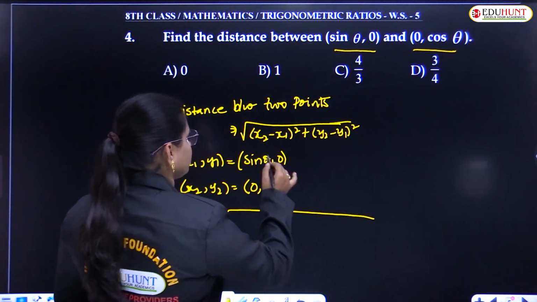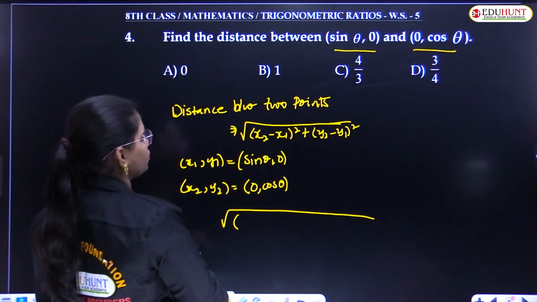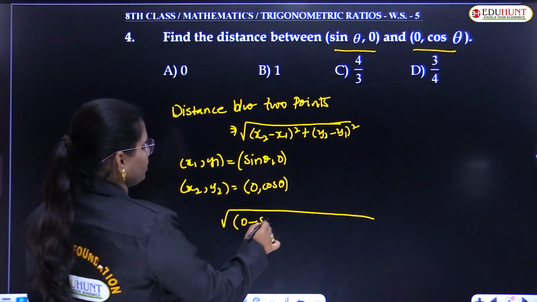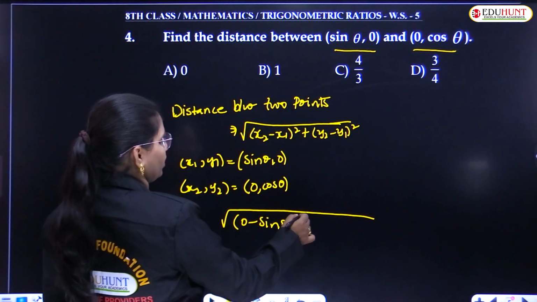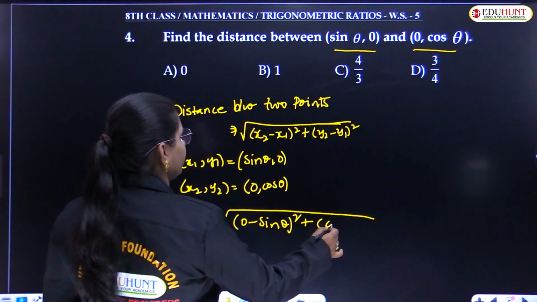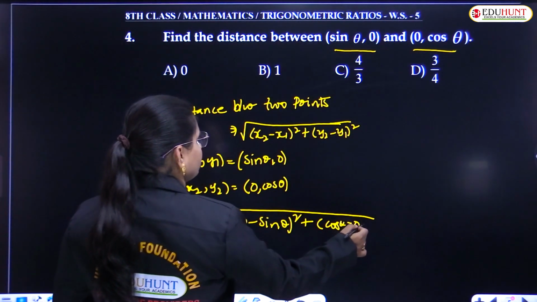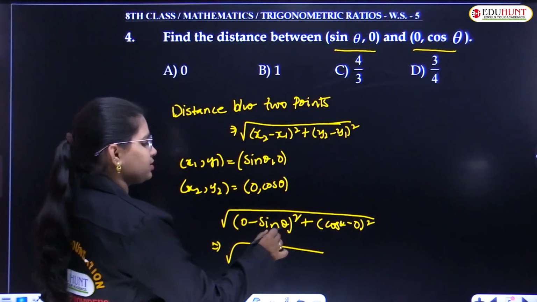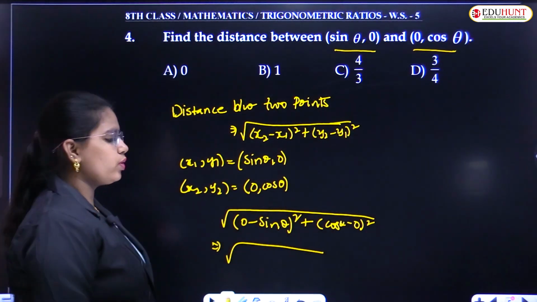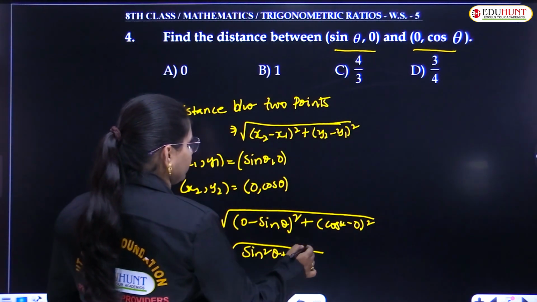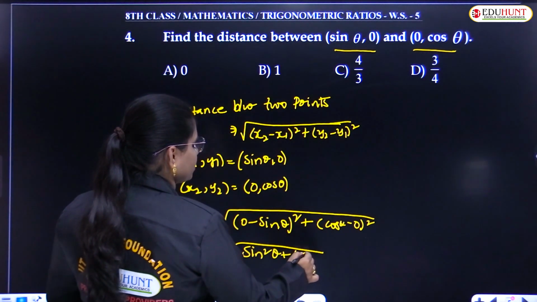So what is the distance formula? Root over (x2 minus x1) whole square plus (y2 minus y1) whole square. So what is x2? 0 minus sin theta whole square, plus what is y2 minus y1? Cos theta minus 0 whole square. So what you will be having? 0 minus sin theta whole square is sin square theta. Correct? It will become sin square theta, and this will become cos square theta.